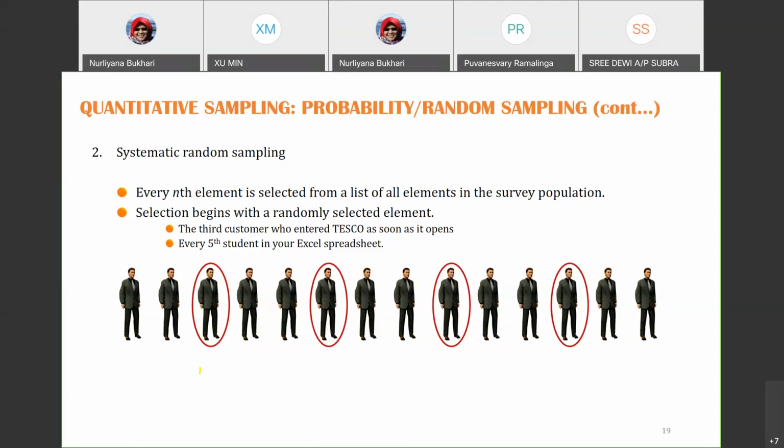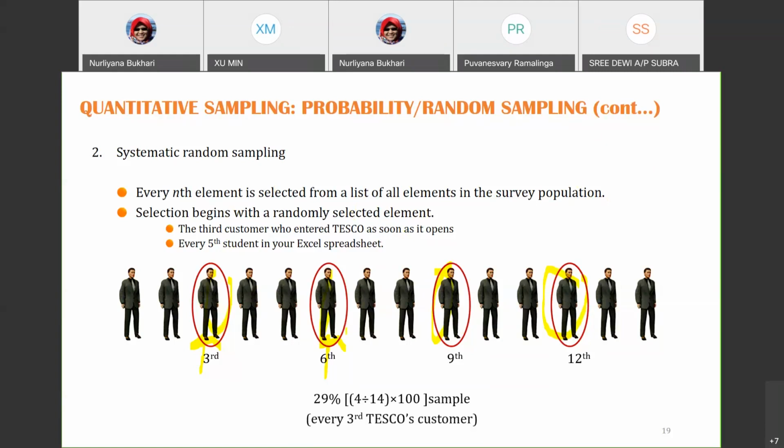The third customer is male, Malay. The 6th customer, male, Malay, and so on. The 9th customer will be male, Malay. The 12th customer will be male, Malay. So you'll see here, there'll be over representation. It looks very neat when you have systematic, but it could lead to over representation or under representation. You want every kind of customer, but you get only male and Malay customers in your sample.